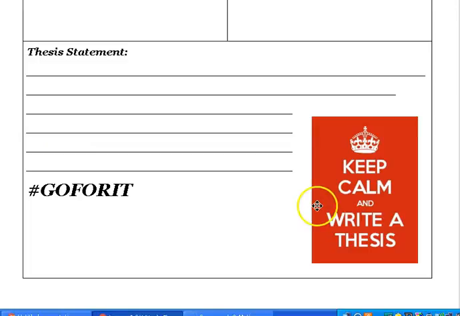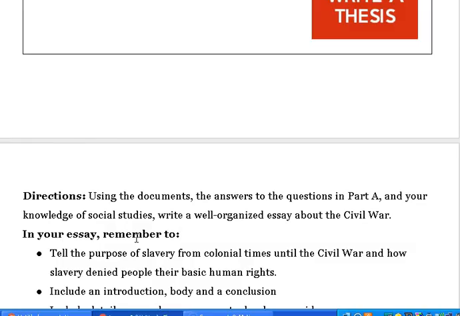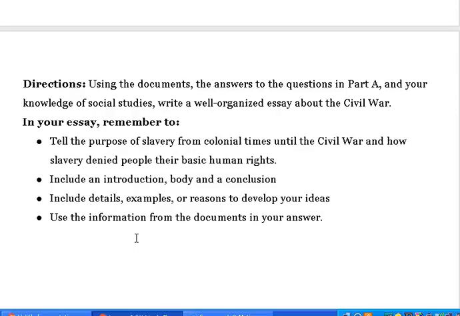Directions: using the documents, the answer to the question in Part A, and your knowledge of social studies, write a well-organized essay about the Civil War. Go. You can use outside information from Google. But go. Let's go. It's finished.